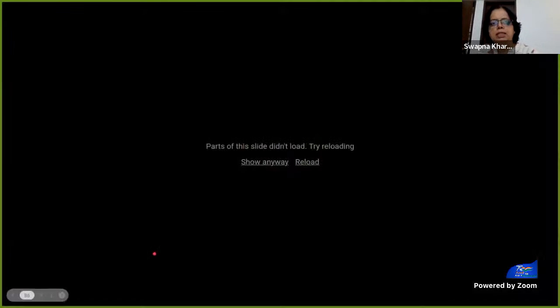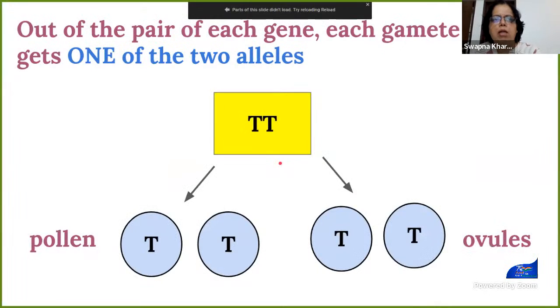But when this plant forms gametes, something different happens. When gametes are formed, each gamete gets only one allele out of the pair. So let's say the parent was capital T, that is, the tall allele. When the gametes are formed, the gametes will have only a single allele for plant height. This is what the male gamete will look like, and this is what the female gamete will look like.